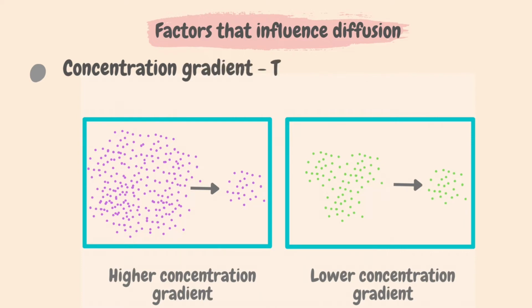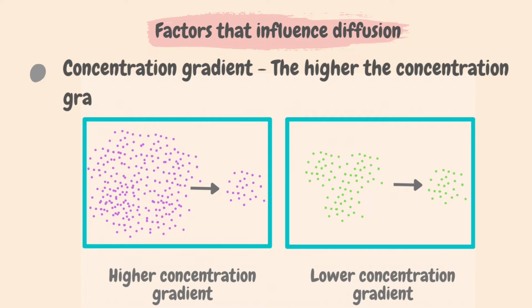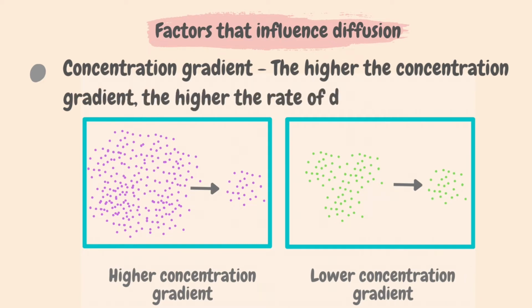Concentration gradient is another factor that affects diffusion. The higher the concentration gradient, the higher the rate of diffusion. We are talking about the greater difference in their concentrations. For example, in the box on the left with the purple molecules, the difference in concentration is much higher than that of the box on the right with the green molecules. Therefore, diffusion will take place much faster in the box on the left.